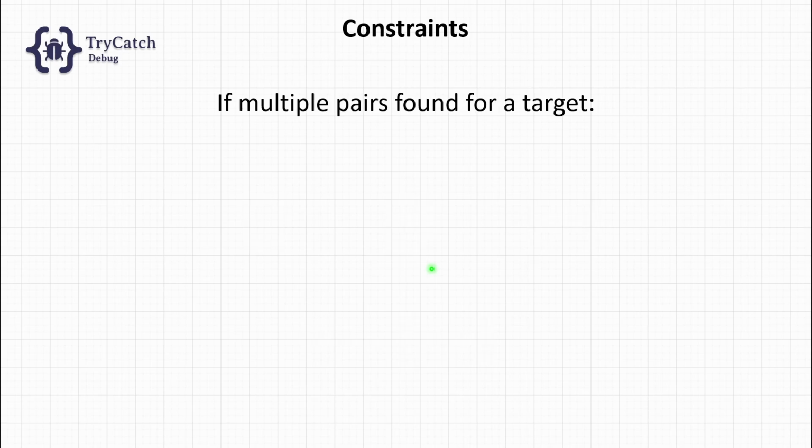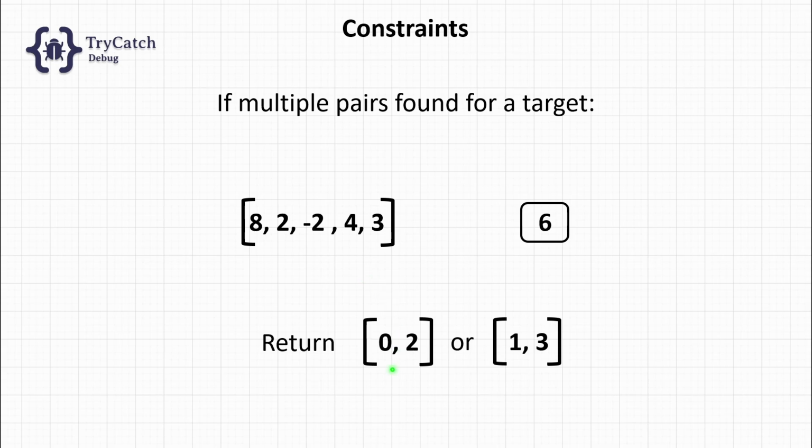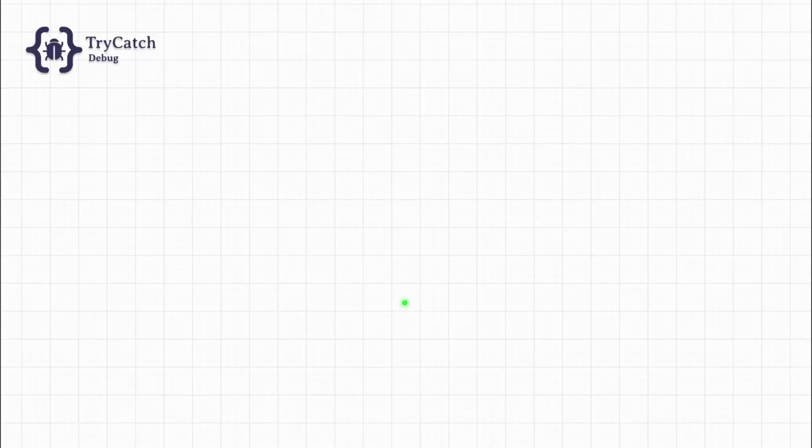What if there are multiple pairs that add up to the same certain target? In this case, if the target is 6, then the possible results can be 8, -2 or 2 and 4. In this case, we have to return either 0, 2 as result indices or 1, 3. Let's dive into the solution.